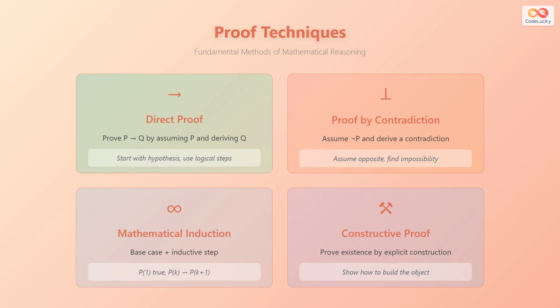Mathematical induction is a technique used to prove statements for all natural numbers. It involves proving a base case and then showing that if the statement holds for some number k, it also holds for k plus 1. Constructive proof involves proving the existence of an object by explicitly showing how to construct it. We demonstrate how to build the object in question.